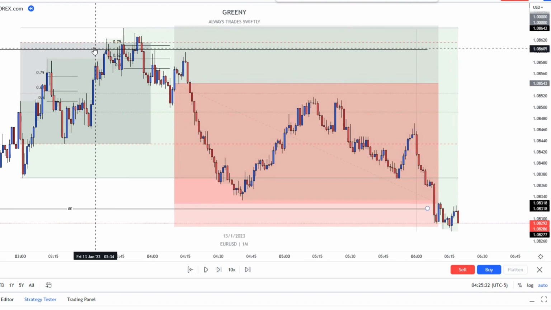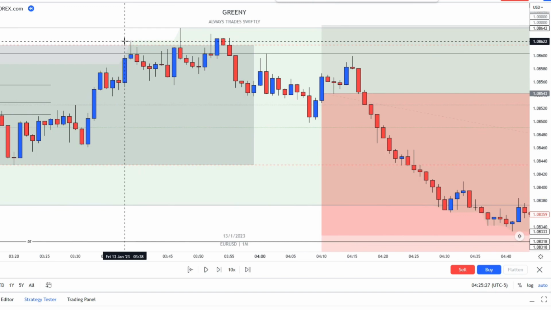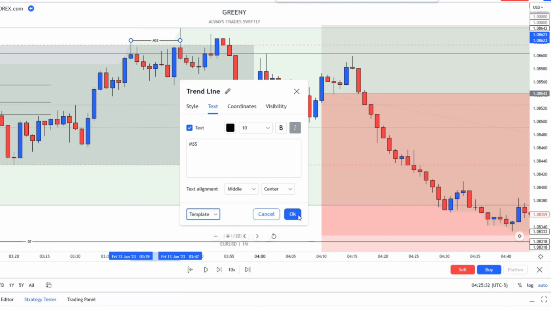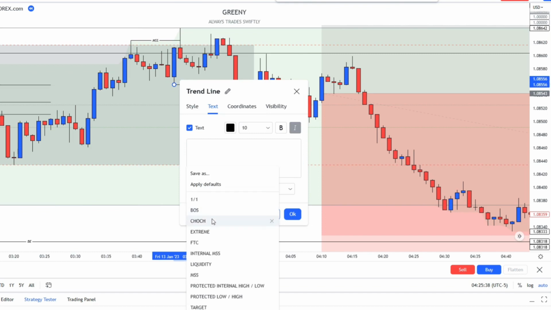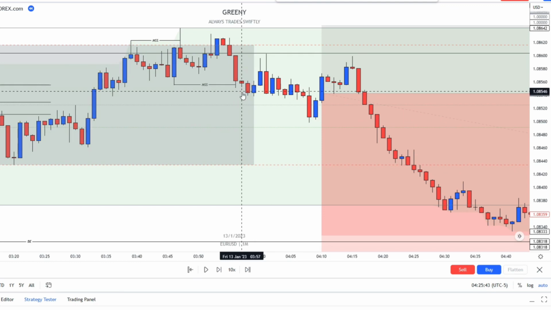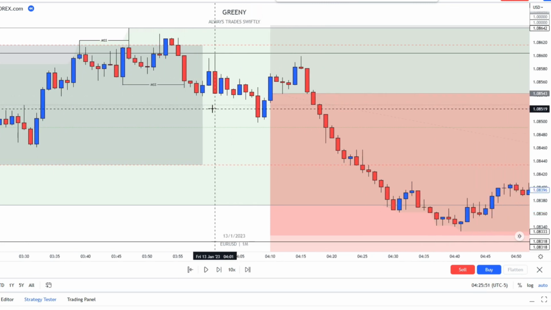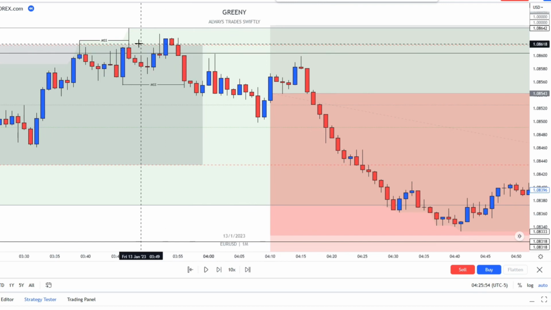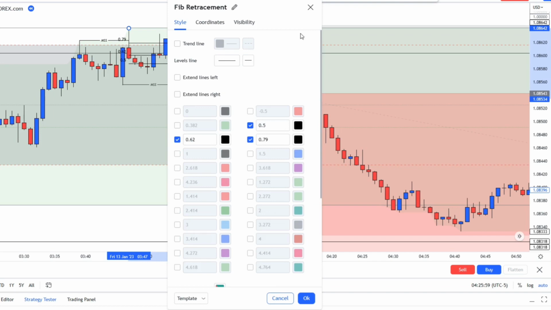So in here we have my entry model, which I'll start from the beginning. We have a market structure shift to the upside, market structure shift to the downside. However, this isn't the market structure shift, it will be this one, because price failed to close below on this candle, but 2 candles later it does. It pulls back up, however does not really give a significant move back up for me.